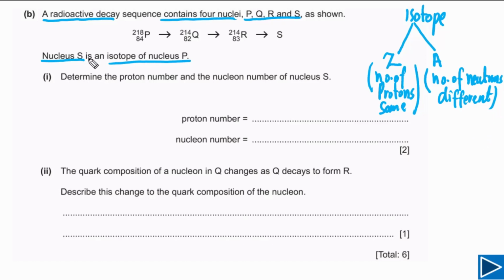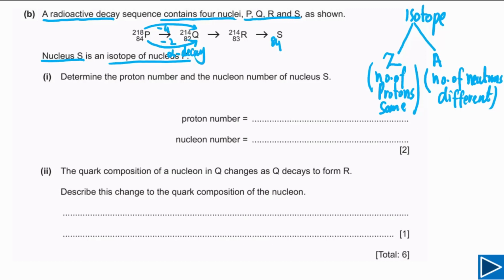Now it is given to us nucleus S is an isotope of nucleus P. It means nucleus P and S, they have the same atomic number. So the atomic number of nucleus S is also 84. So this is atomic number of nucleus S. Now let's try to understand what is happening from P to Q. So when P decays to Q, you can see atomic number decreases by 2. So we can simply write down atomic number decreases by 2. And if we go from P to Q, the mass number decreases by 4. So it simply means this one is alpha decay. So we can write down this is alpha decay.